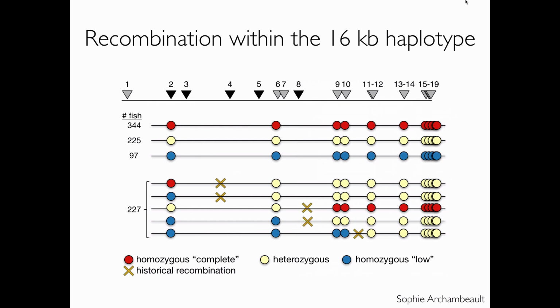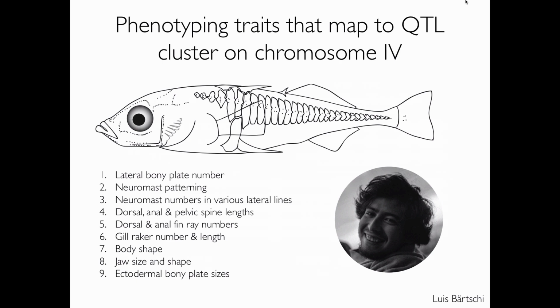So then we needed to phenotype all these fish. Someone mentioned earlier, phenotyping is probably the hardest thing to do now, or the most time-consuming. We had a really great bachelor's student, Louis Berchi, who took this on for his bachelor's thesis, and he phenotyped all of the morphological traits that we know map to this kind of larger region on chromosome 4. Okay, so what did we find?